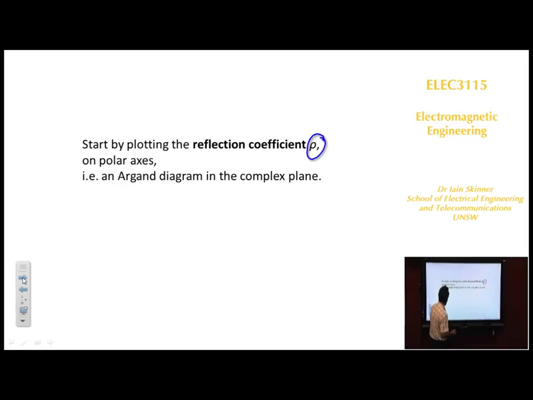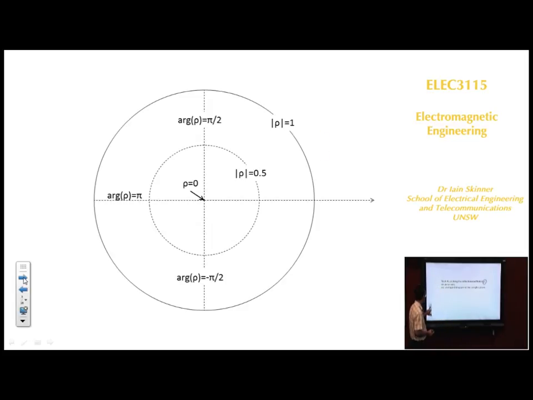We can plot the reflection coefficient on polar axes. Being a complex number, that's what we know as an Argand diagram, going back to your mathematics. So here we have the complex rho plane. Rho equals 0 is in the centre. Modulus of rho is this circle around the outside. Modulus of rho equals 1. Halfway we've got mod rho equals 0.5. The argument of rho gives you the angle.